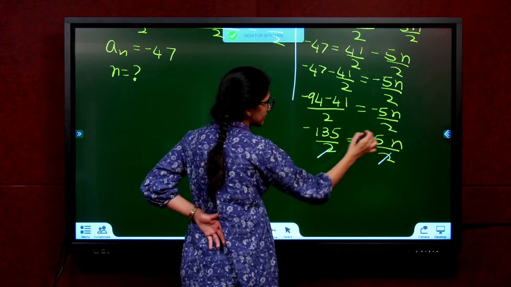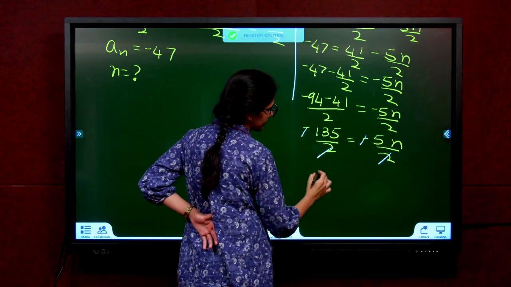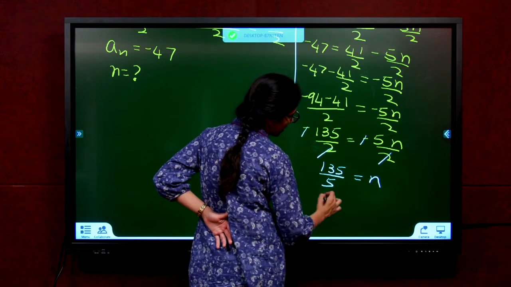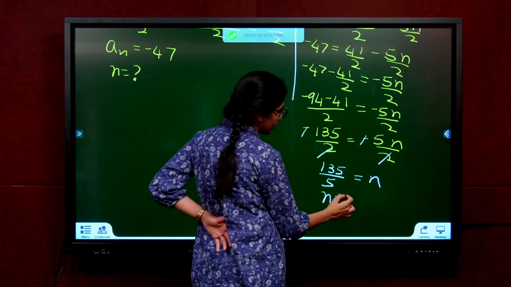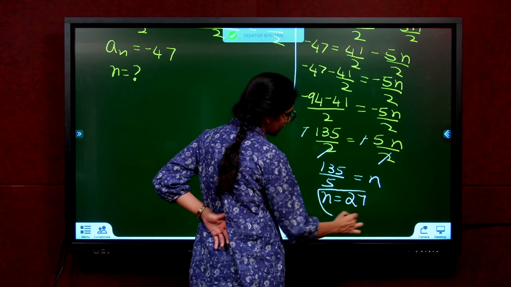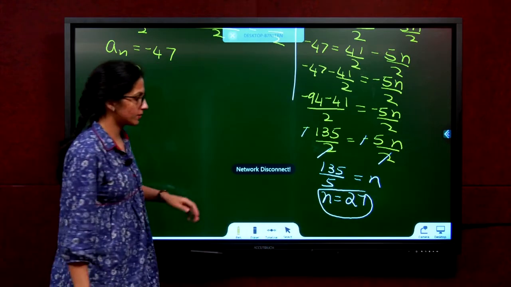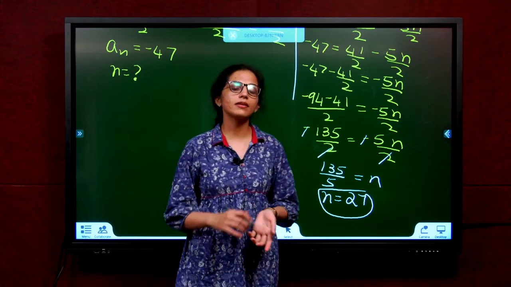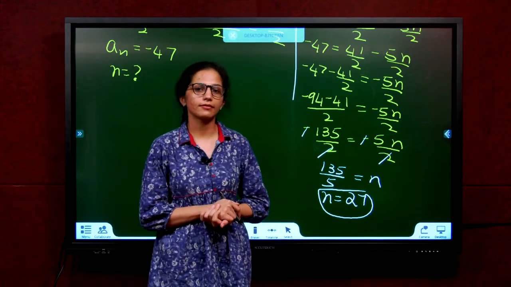2 cancels, minus minus cancels. 135 by 5 is equal to n. n equals 5 7s are 27. Since the last term's value n equals 27, the total number of terms in the AP are 27.